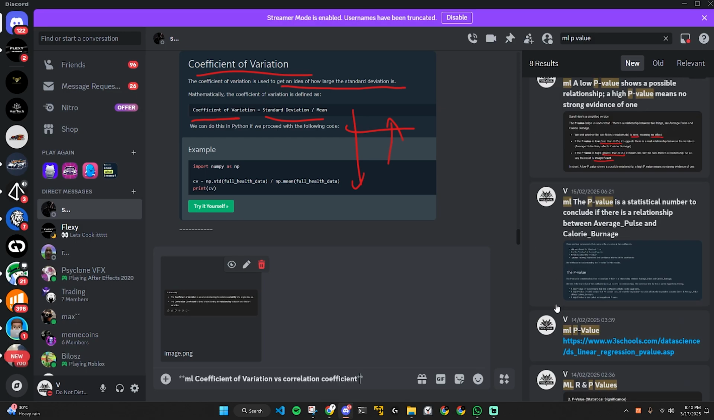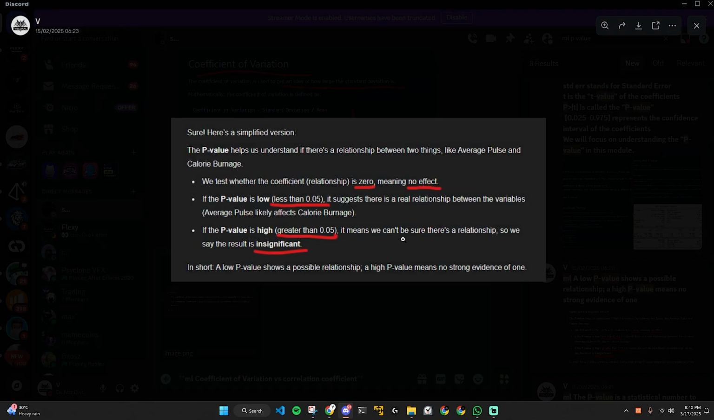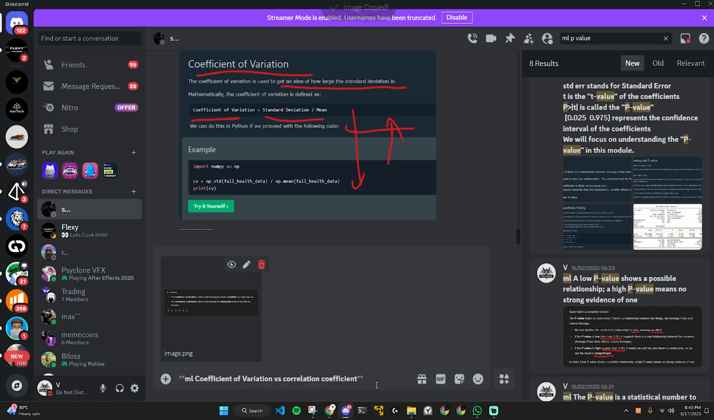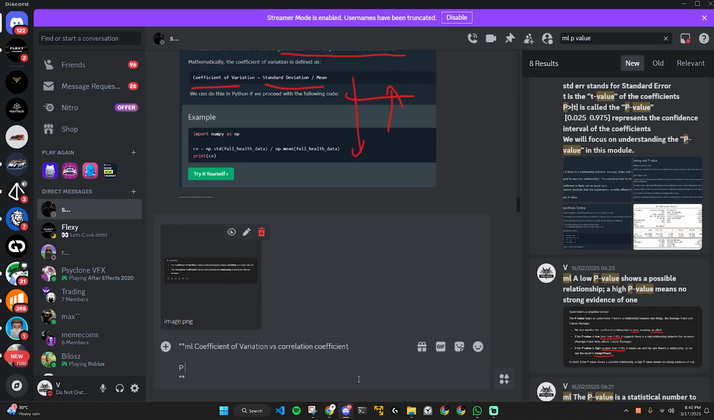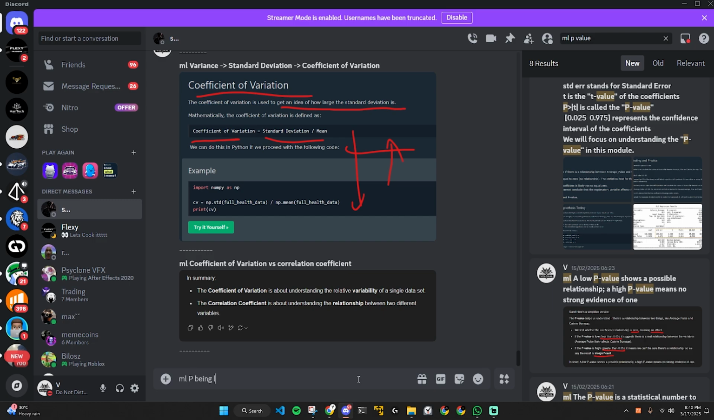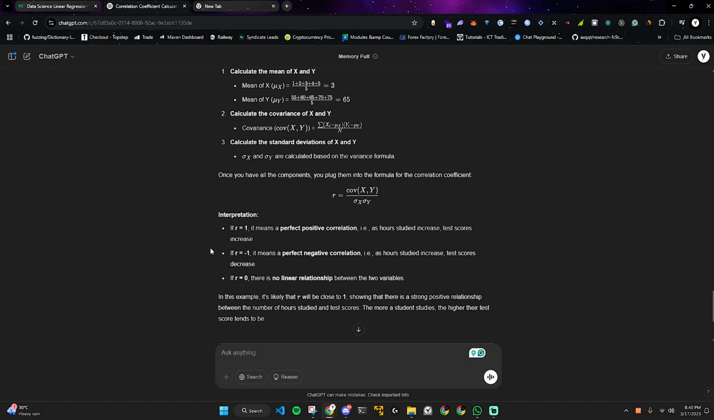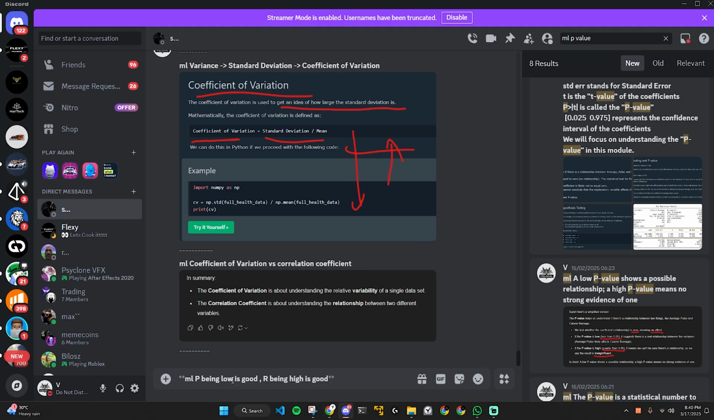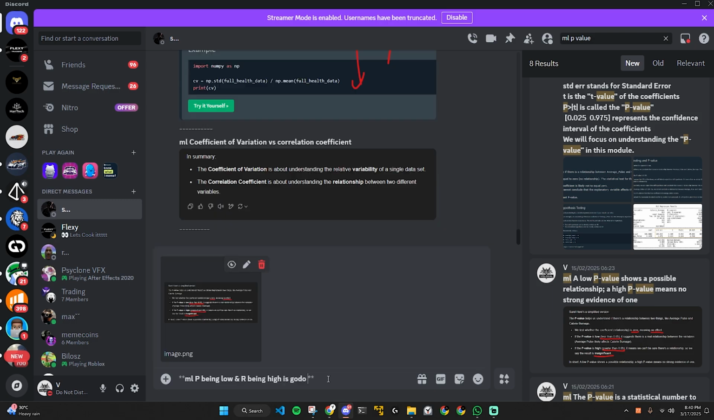Okay. So let's simplify this further. P being low is good, P being high is bad. Let's say this is not related, so in ML, P being low is good, R being high is good. So P being low and R being high is good.